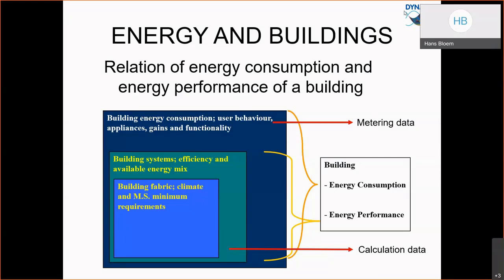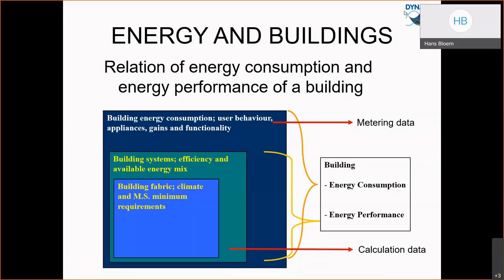These are the components of the calculation that is done for assessing the energy performance of a building. So these two blocks define the energy performance of a building. It means the building fabric, the climate zone, and the building systems, so the energy that is used to fulfill the requirements that are set by the member states. Often this assessment is done by calculating these data.